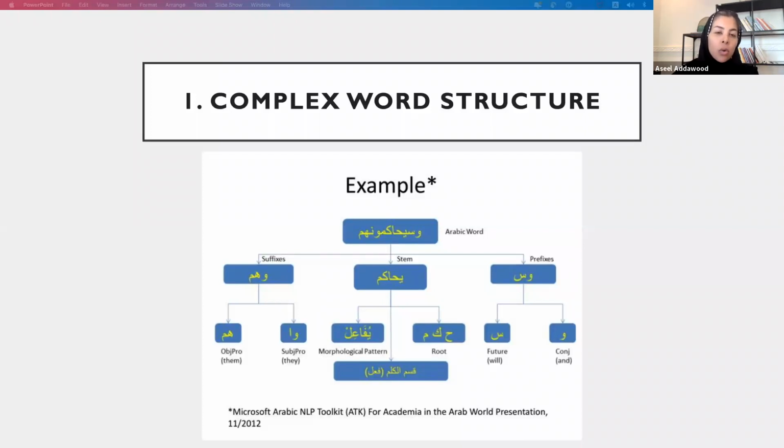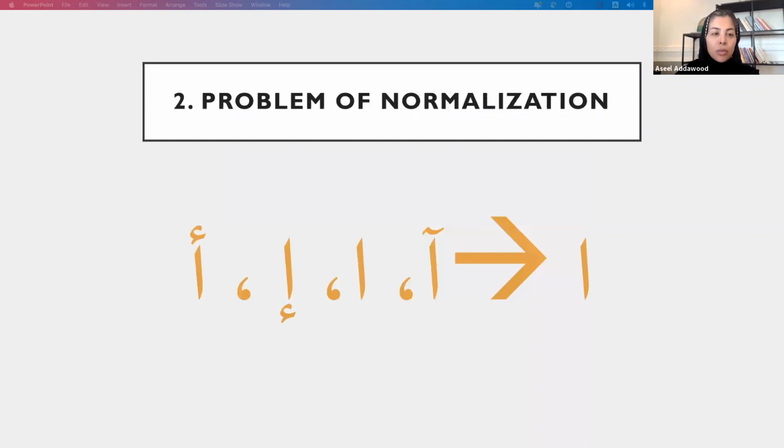As we know, working with language, the best way to deal with textual data is to take the word to its root, so you are able to understand what this word is about. But taking it to the root, sometimes in the Arabic language, is not that easy to do by itself. Another thing is the problem of normalization.